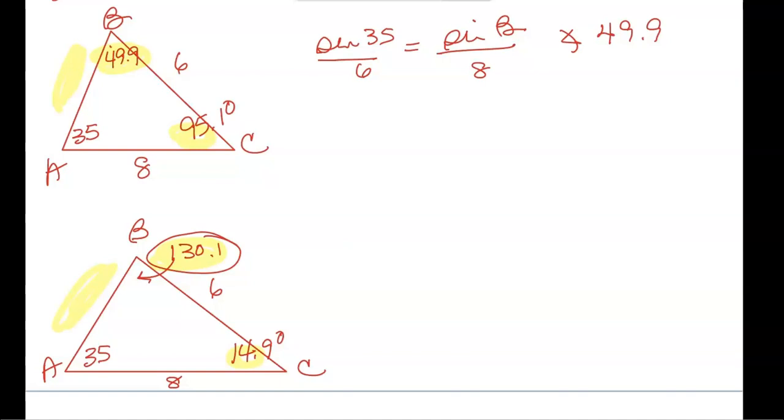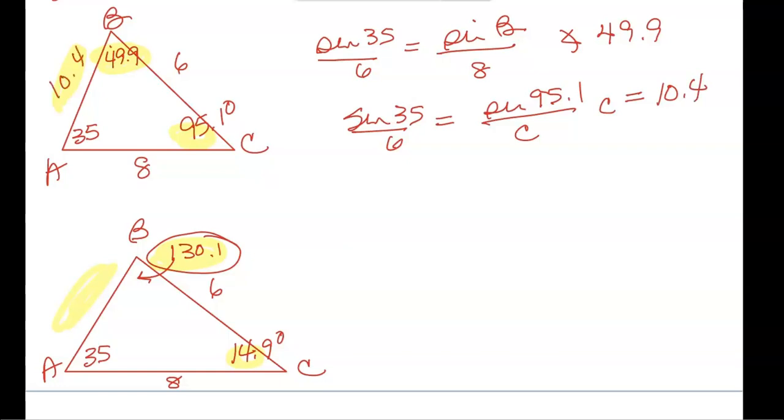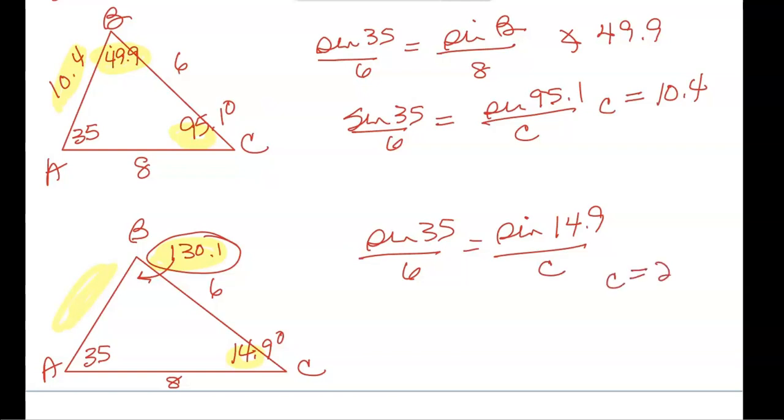Okay, so now let's use our magic pairing. Sine 35 over 6 equals sine 95.1 over C to get the remaining missing side. 10.4 is the missing side for the top triangle. Let's do the same thing down here. I have the same initial pairing, but now I'm going to use the sine of 14.9 over C, and in this situation I get C is 2.7. So here's 2.7. Okay, so that ambiguous case gave us 2 triangles, and we are done.